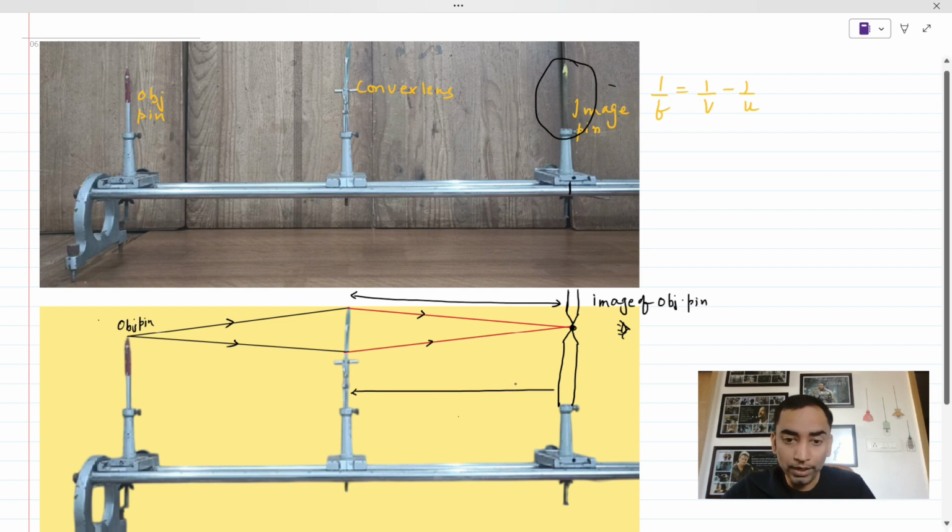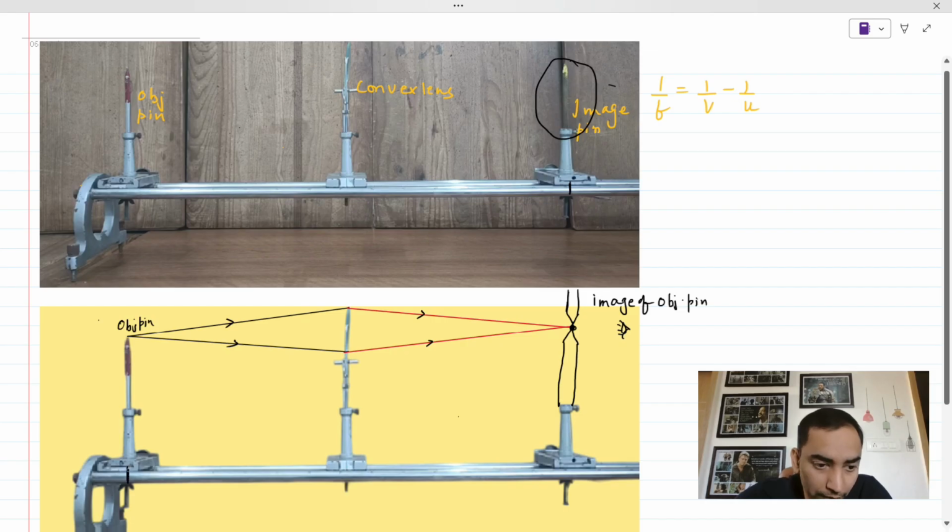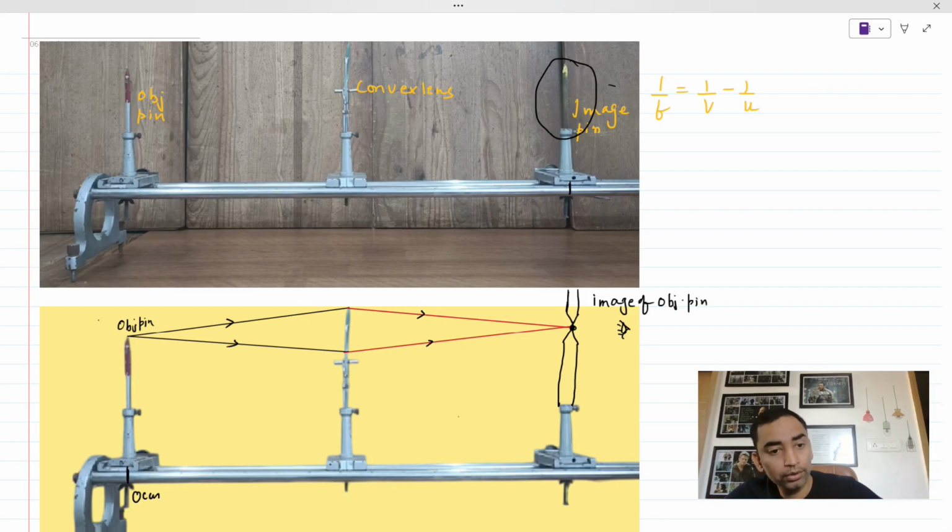Okay, now once we have done that, we have already noted the positions. The object pin was at the 0 centimeter mark. Then the convex lens was at the 36 centimeter mark, and the image pin was at the 70.5 centimeter mark.